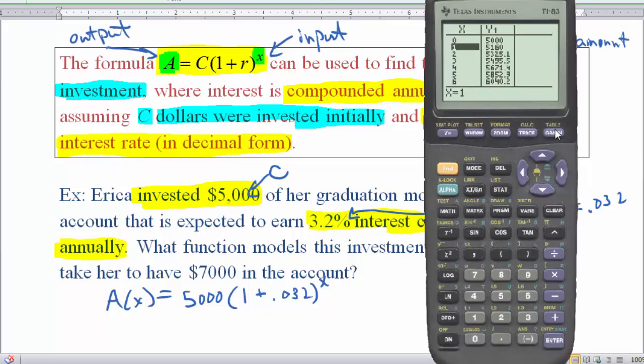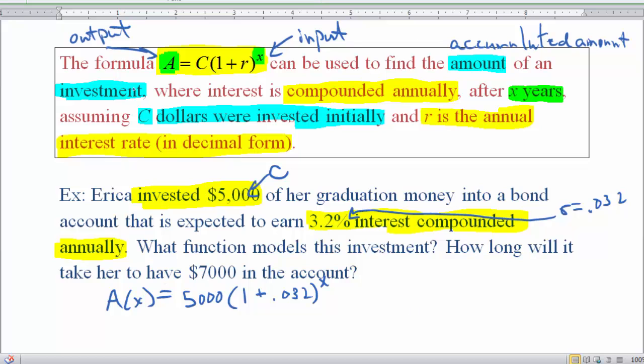Then after 1 year I have $5,160. After 2 years I've got like $5,325, so on and so forth, right? So it's in my calculator. So now I can answer the question, how long will it take to have $7,000 in the account?